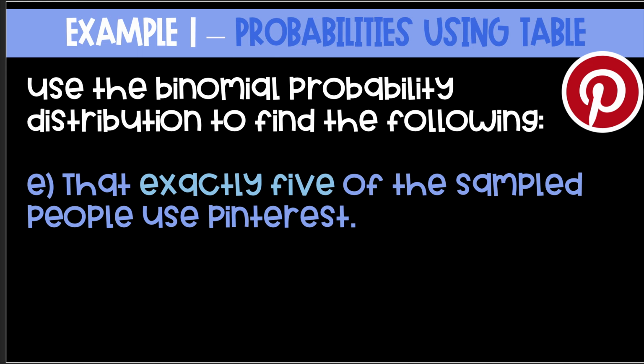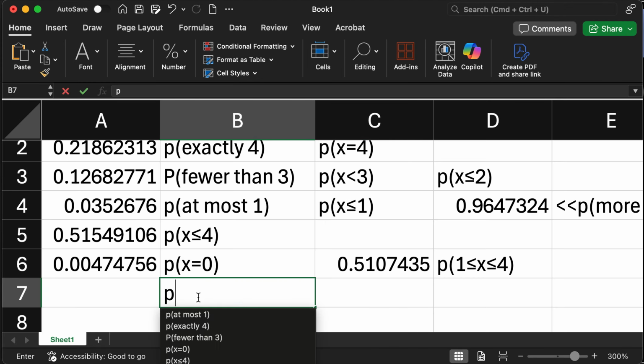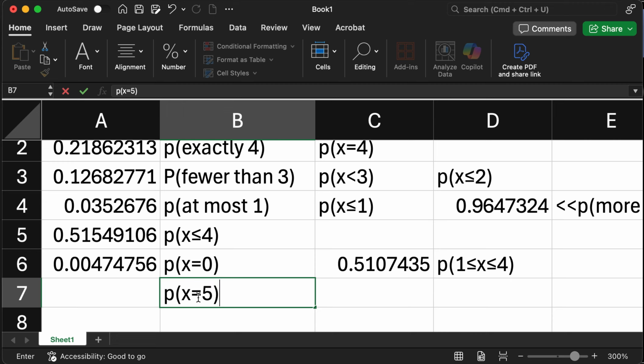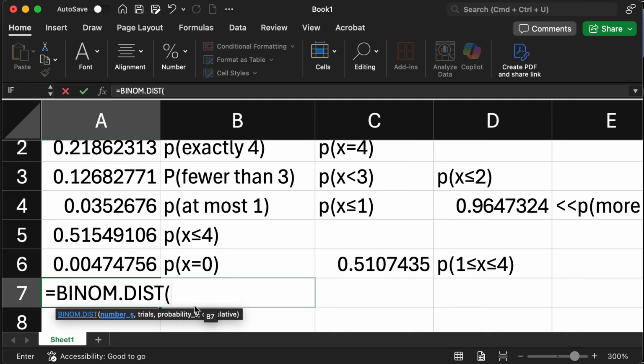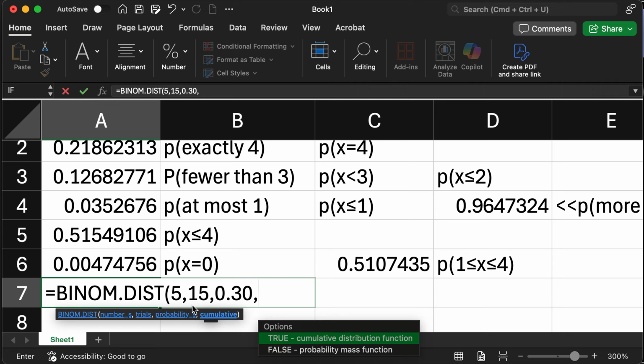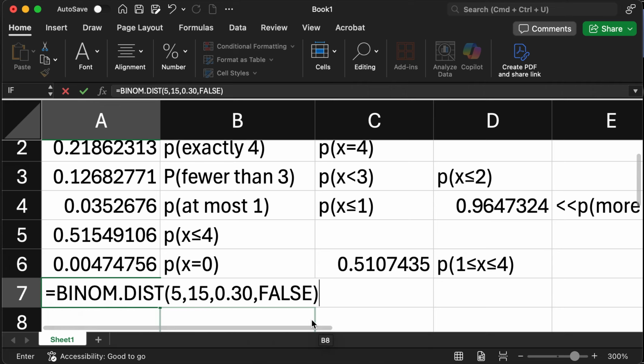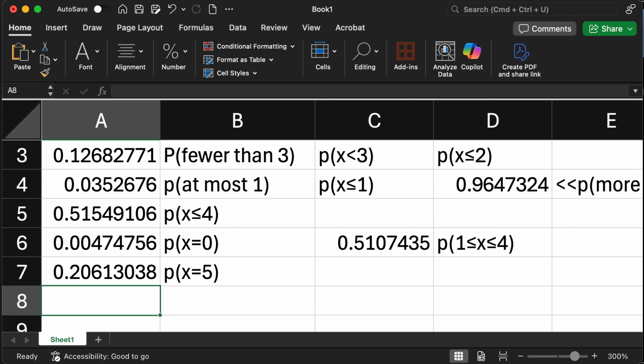All right, what's the probability that exactly 5 of the sample people use Pinterest? The probability of exactly 5, we go to Excel. The probability of exactly 5, that's the probability of x is equal to 5. Using the same command, binomial distribution, 5. Number of trials 15. Probability of success 0.30. Do I want cumulative? No, I just want exactly 5. 20.61%.